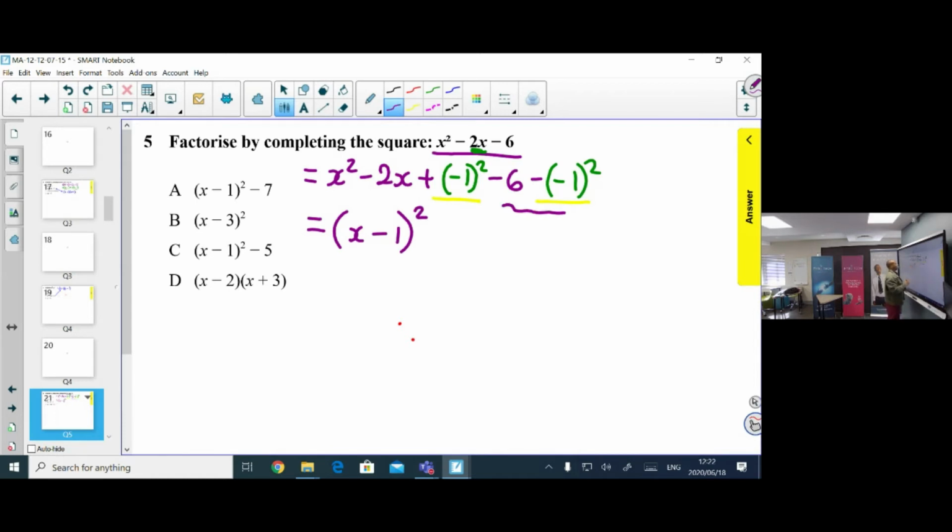You simplify what is happening there. So when you simplify this part, you see that you have minus 6 minus 1. So your final solution is x minus 1 squared minus 7. So that will be it. And that is your option A.